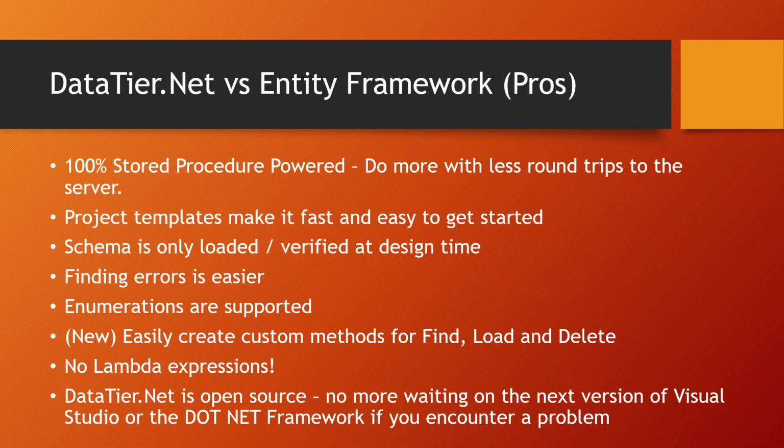Another thing I like is with the gateway, you can get the last exception really easily. Just say gateway.get last exception, whereas with Entity Framework, you have to use interceptors, and it's harder than I ever thought it should have been. And enumerations are supported. I'll show you those in more detail in future videos, as well as the custom method editor. I'm going to show you that quickly. And as I already mentioned, no Lambda expressions.